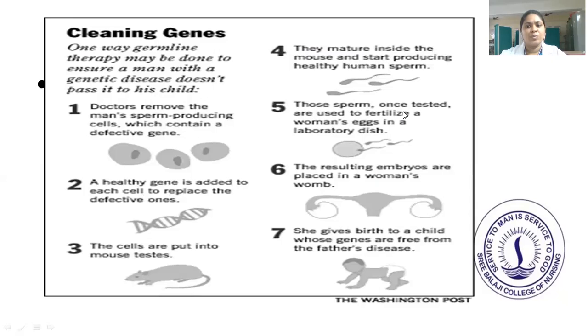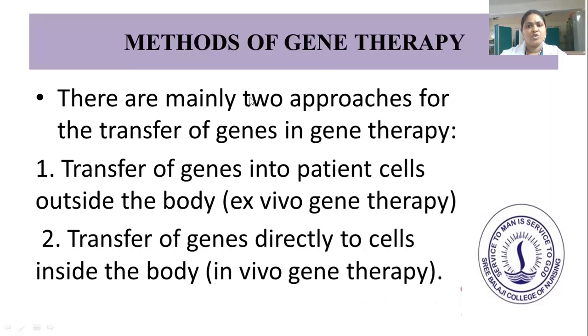And those sperms, once tested, are used to fertilize a woman's egg in a laboratory dish, and the resulting embryos are placed in a woman's womb, and she gives birth to a child whose genes are free from the father's disease. So this is a way they are treating the father's genes so that they should not cause any problem with the child's genes. It has been done with the cleaning of genes. The methods of gene therapy.